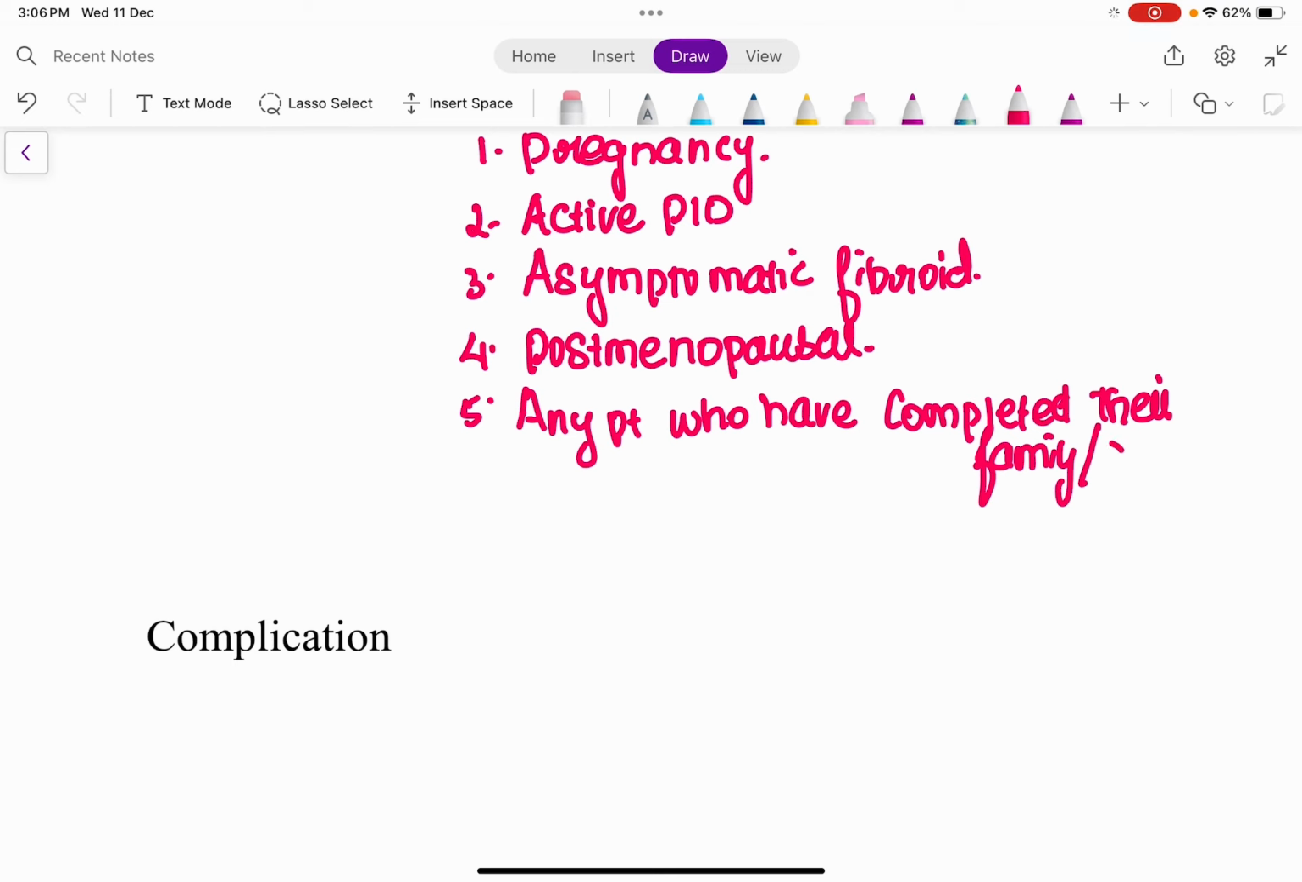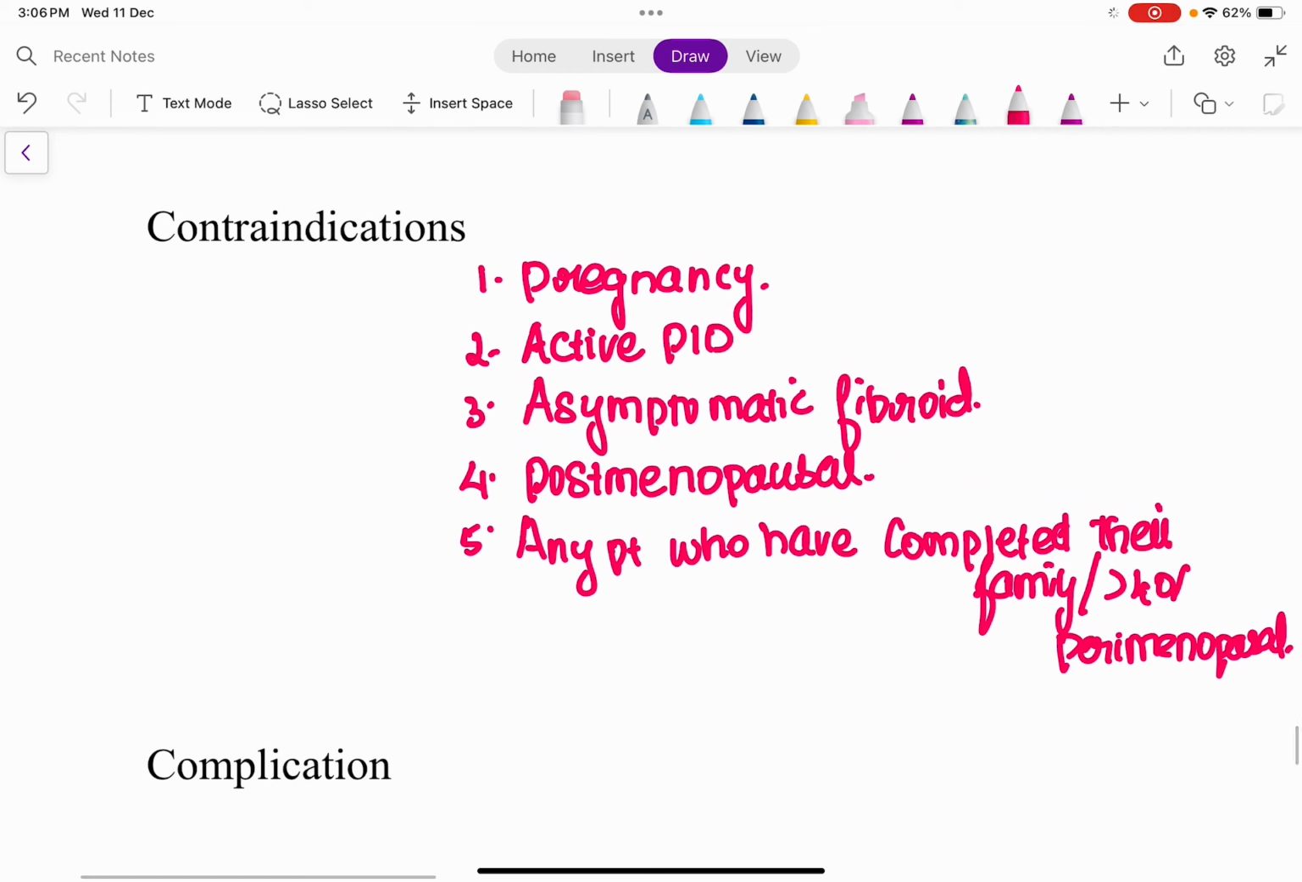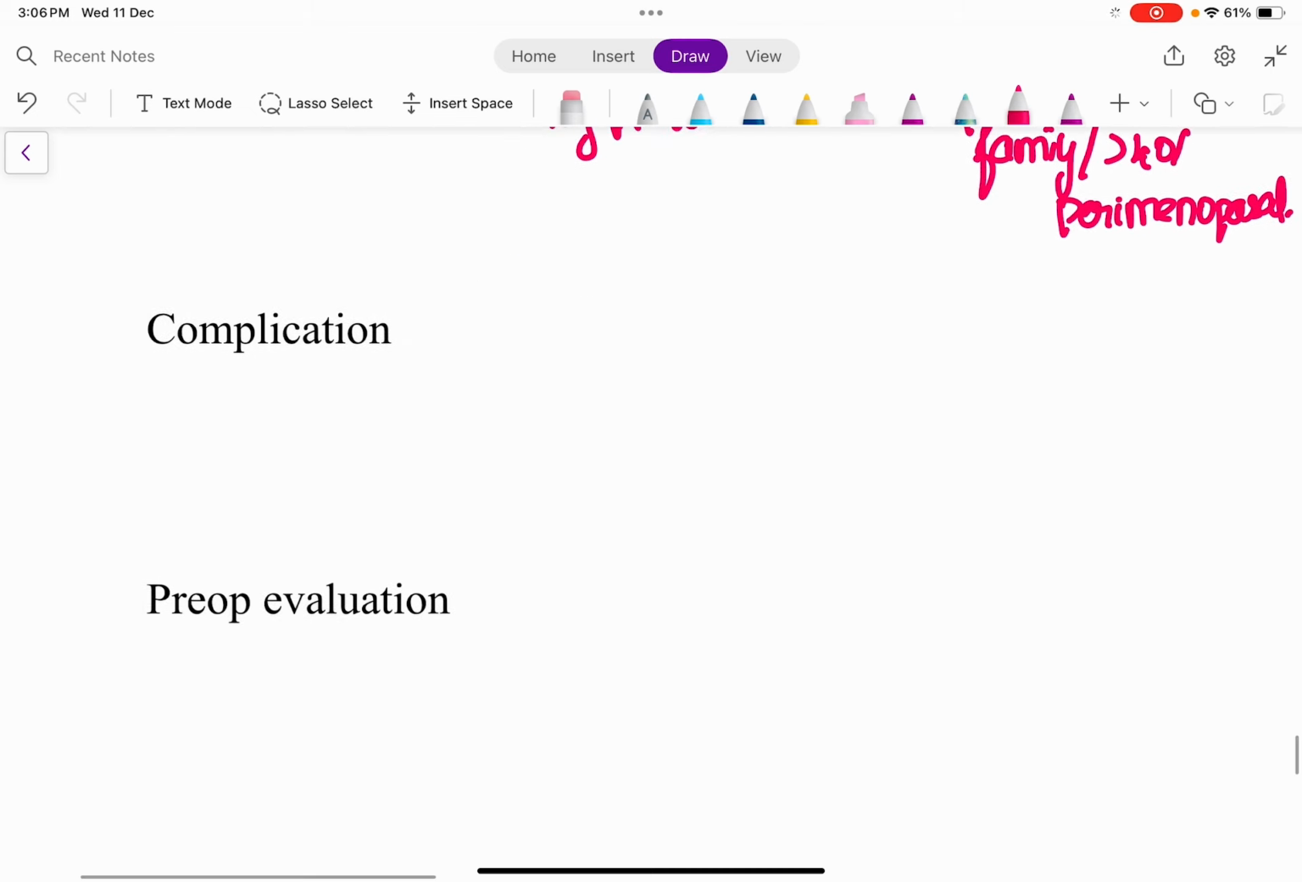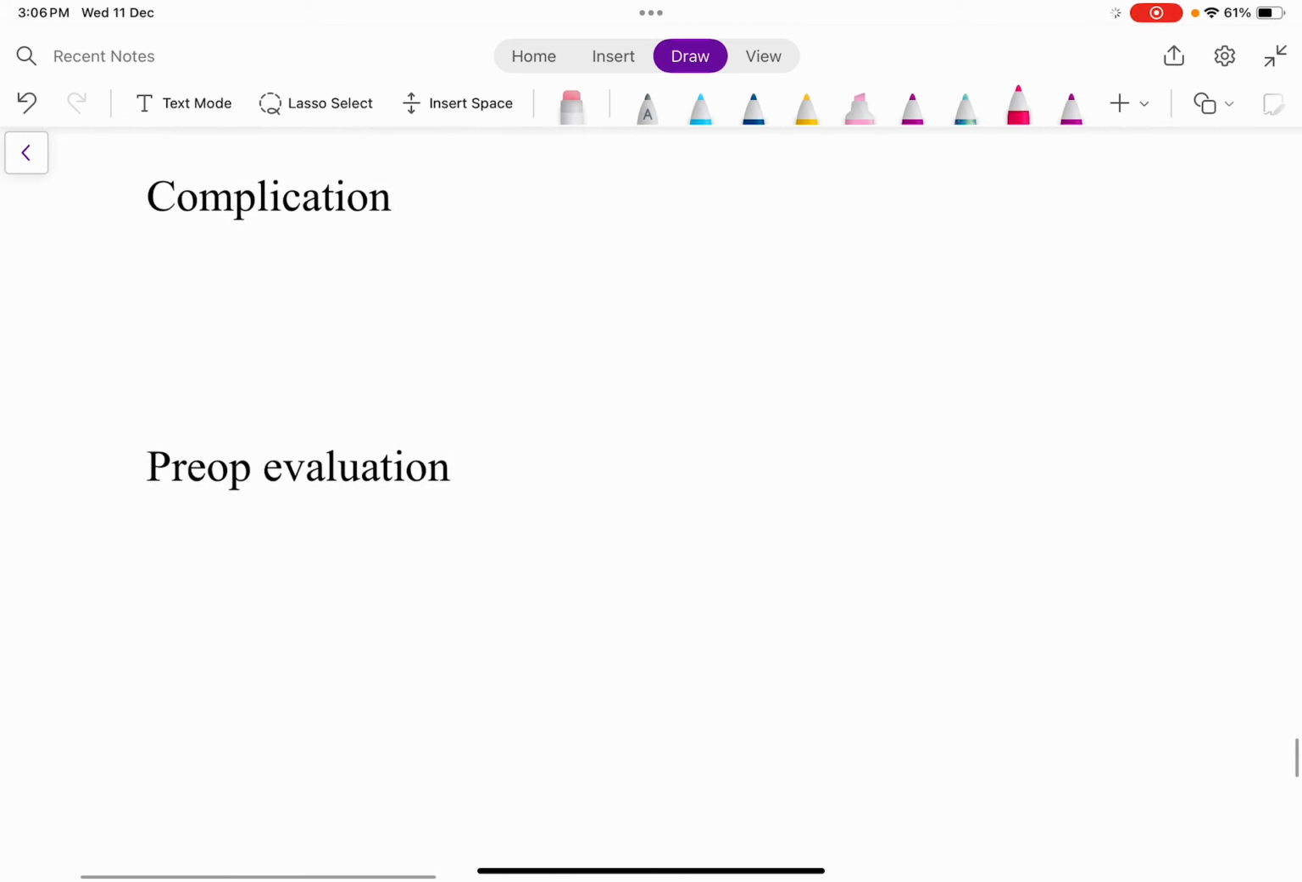And any patient who has completed their family, which is also known as more than 40, or in the perimenopausal age group female. In perimenopausal age group female also, you should not do this treatment, because myomectomy is a treatment option to preserve the uterus. It is the conservative management. But in perimenopausal age group patients, there is no need to preserve the uterus, because ideally the patient is going to end up in menopause in 2 or 3 years. So you need not do myomectomy in such patients. Is that clear? Okay.